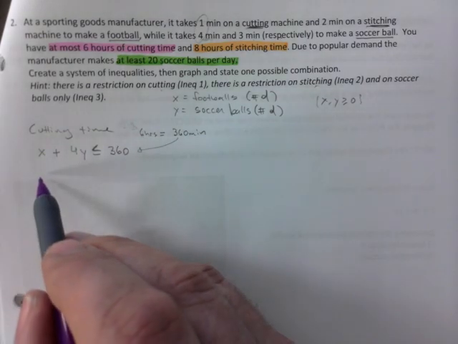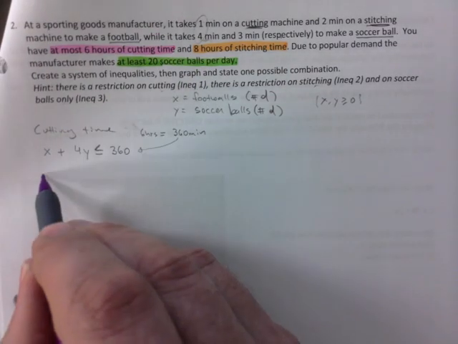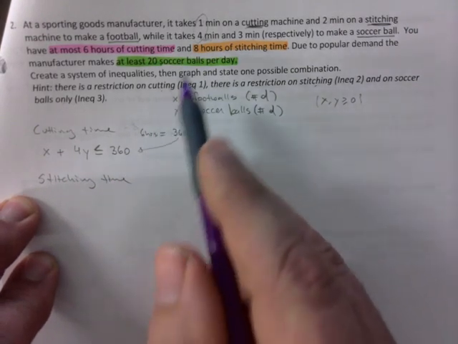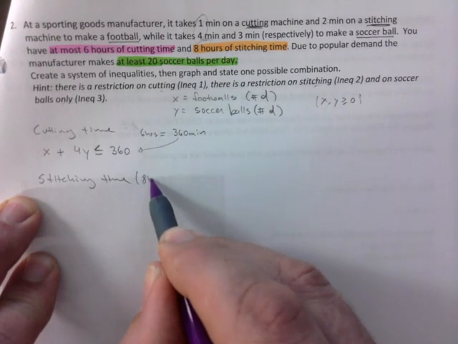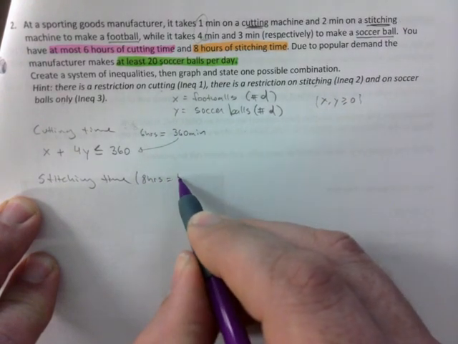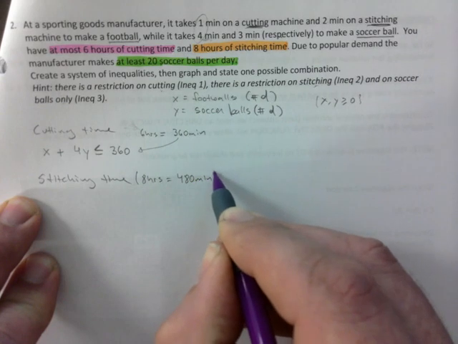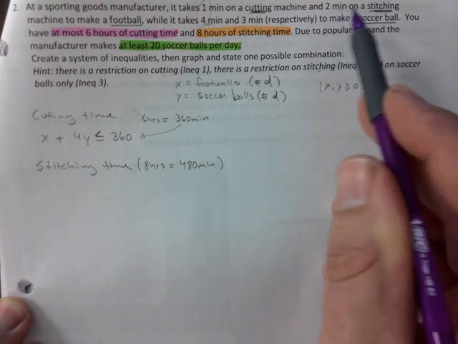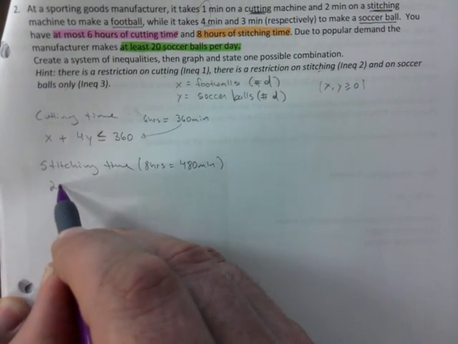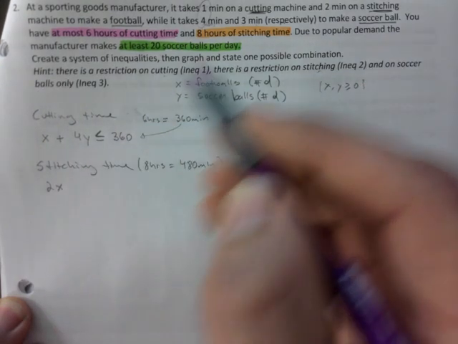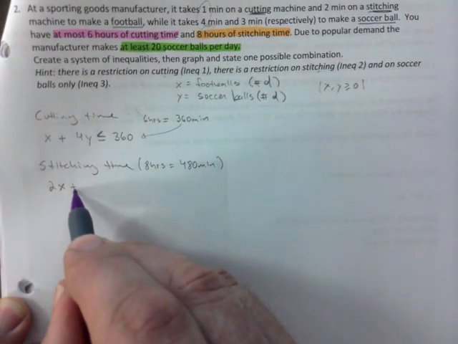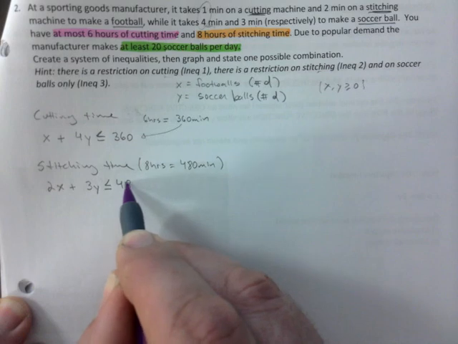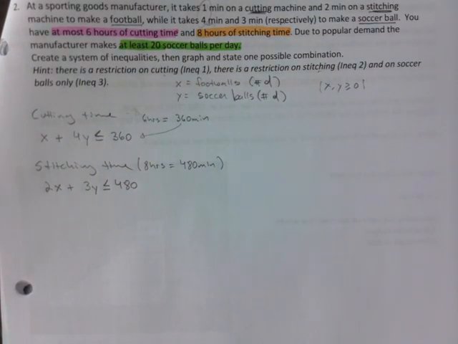Then you have another inequality, the stitching time. And you have 8 hours there. I'm just going to put this in brackets. 8 hours is 480 minutes. Okay. So now we're focusing on stitching. So 2 minutes to stitch the football. And it takes 3 minutes to stitch the soccer ball. So that has to be less than or equal to 480.